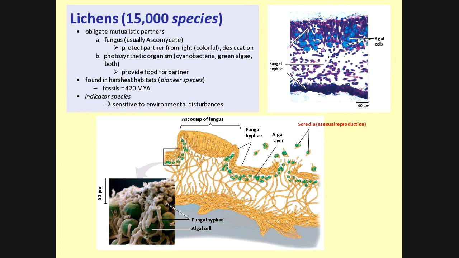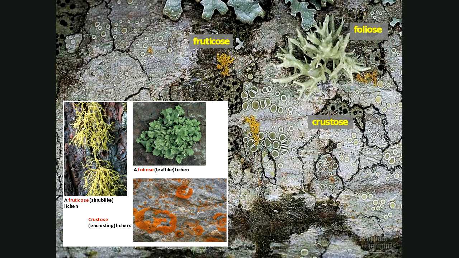There's a drawing down below again, algal cells and the fungal hyphae. The soredia, those little chunks that break off, are for asexual reproduction. They are just a little bit of fungus and some photosynthetic partner that goes off on its own. Again, the whole species thing is weird, right? Because these guys are very different from one another, yet they can't live apart.